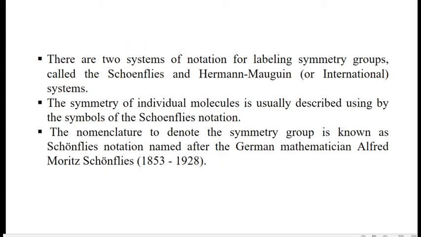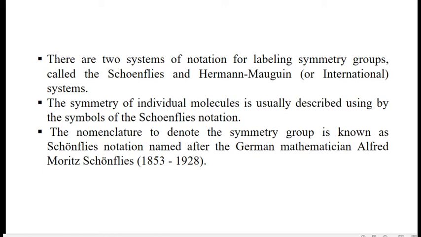There are two systems for the notation of the symmetry point group of the molecule. One is the Schoenflies notation and the other is the Hermann-Mauguin system or notation. Here we would like to use the Schoenflies notation to predict the symmetry or the point group of the molecule. The symmetry of an individual molecule is usually described using the symbol of the Schoenflies notation. So it's a particular symbol given to the particular molecule, right?